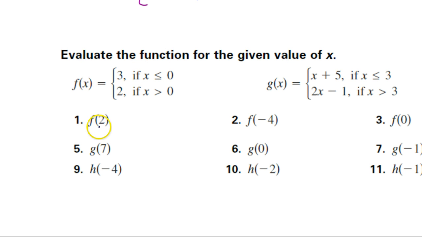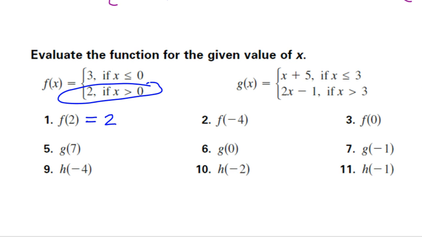For problem number 1, am I using the top function, the top piece, or the bottom piece? Well, a value of 2, is 2 less than 0? No, it's greater than 0. That tells me that we're going to use the bottom function. Now, notice there are no x values to plug into. There's just a constant. And when there's just a constant, then that's the answer. So the answer to number 1 is 2. All right, let's move on to problem number 2.